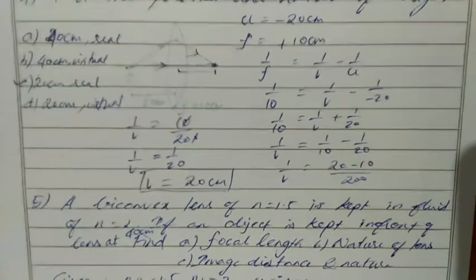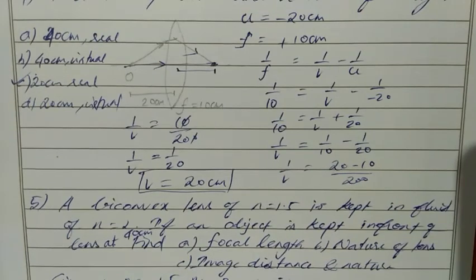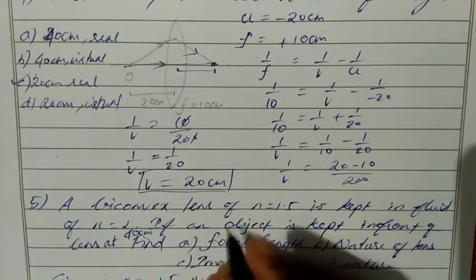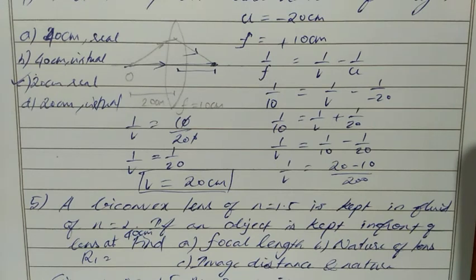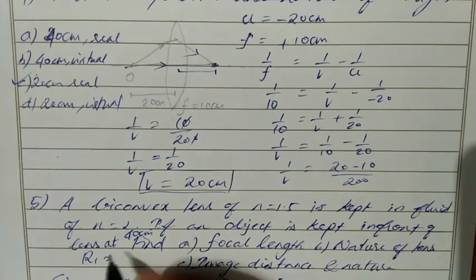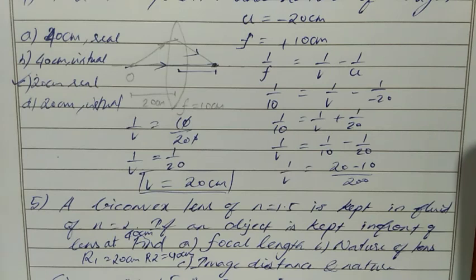In this problem, R1 value and R2 value is given. Okay, note on the R1 value. Radius of curvature 1 is 20 centimeter, I think. Yes, radius of curvature, yes, 20 centimeter. R2 equal to 40 centimeter. Okay, so you have three data, R1, R2 and u. You have to find focal length when it is immersed in fluid. Sorry, R1, R2, u given. Okay, u value given. You have to find focal length, then nature of lens, then image distance and nature.